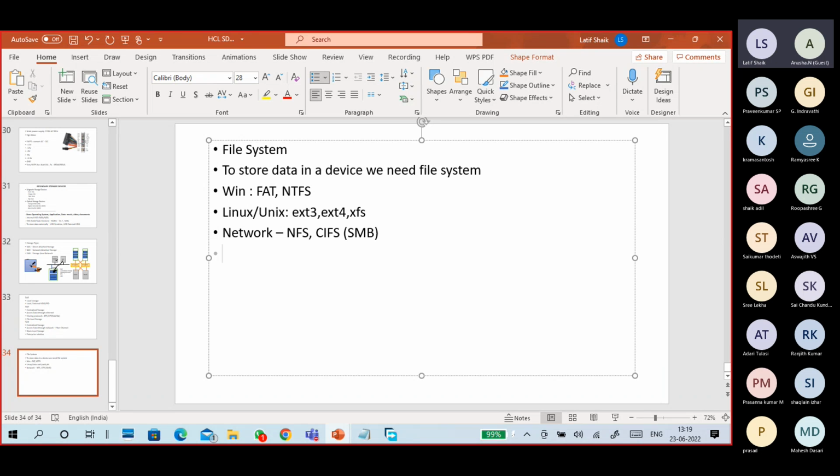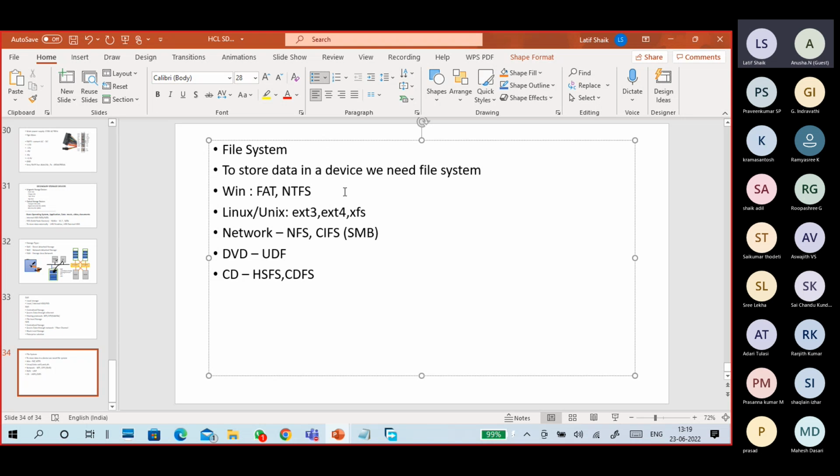Then for devices, we have UDF, universal disk format, that is for DVD. You have a DVD, universal disk format. CD is also called HSFS and CDFS. There are a lot of types of file systems.